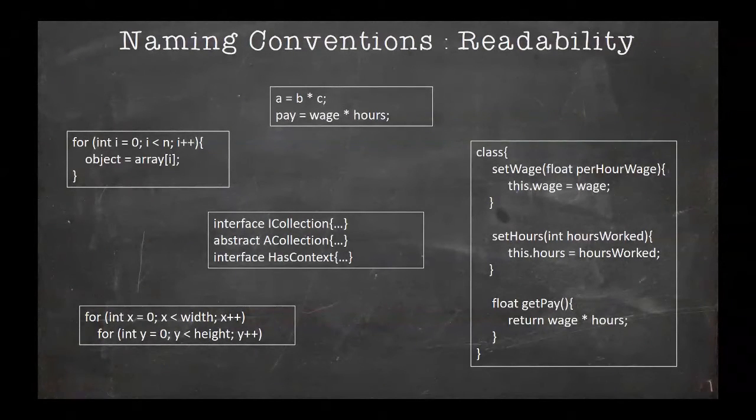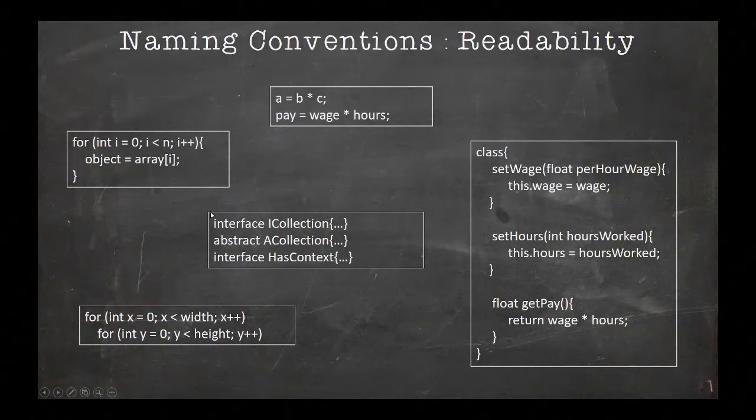Here are some examples of naming conventions and readability, which is what we're getting at. For this top one here, A equals B times C, and you'll see that everywhere you see math in a program. Instead of using A, B, and C, if you write pay equals wage times hours, you almost immediately know what's going on with the code.